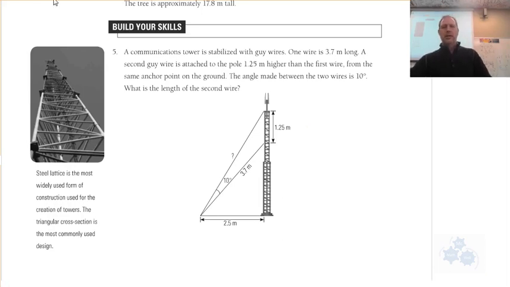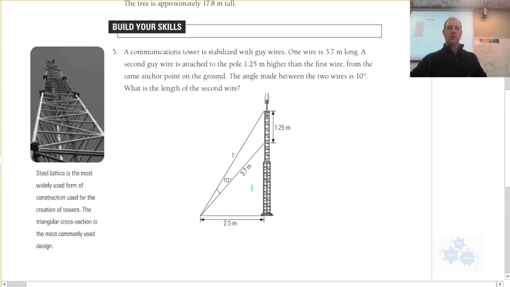So this one looks maybe a little bit complicated because it appears that we have multiple triangles, and there's pieces of information all over the place. So let's just read and see what it says and see how we might want to tackle this. A communication tower is stabilized with guy wires. So these wires that are attached to points on the tower and then attached to an anchor on the ground are called guy wires. One wire is 3.7 meters long, and that's labeled on the diagram here.